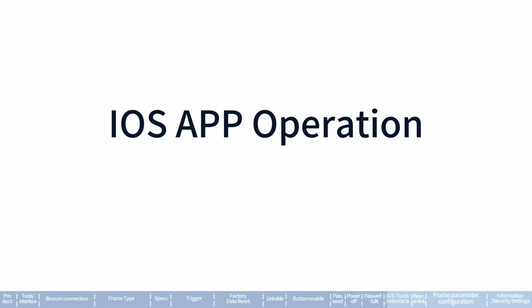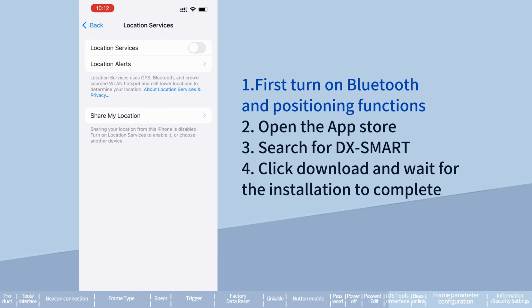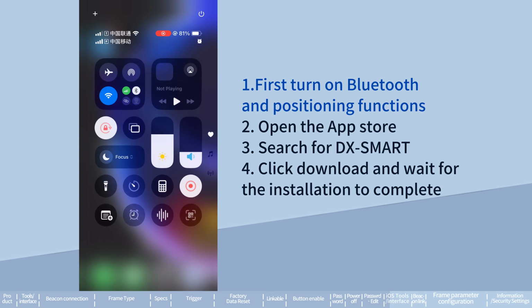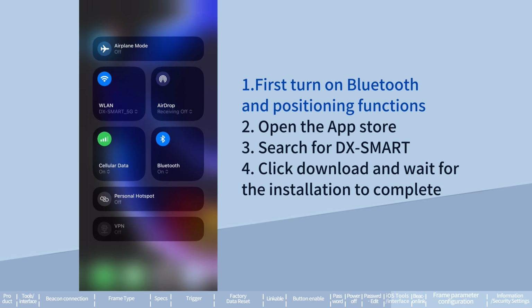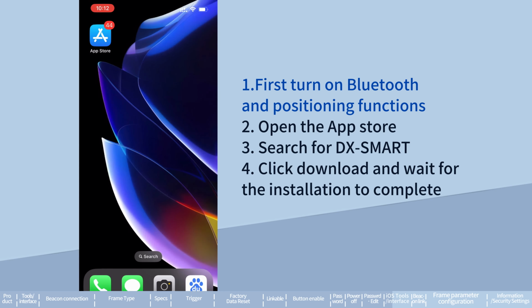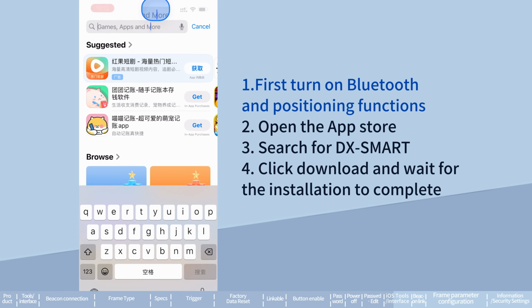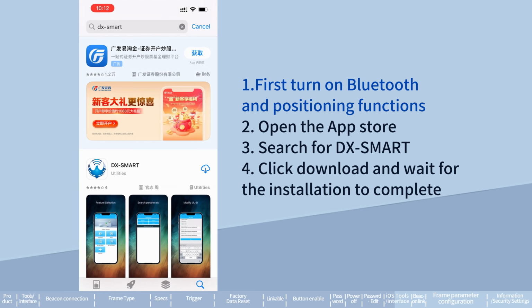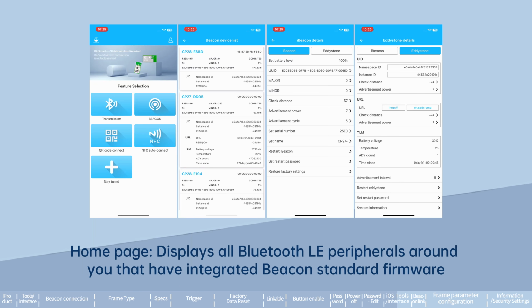iOS app operation. First, turn on Bluetooth and positioning functions. Open the App Store. Search for DX Smart, click Download, and wait for the installation to complete. Home page displays all Bluetooth LE peripherals around you that have integrated Beacon standard firmware.